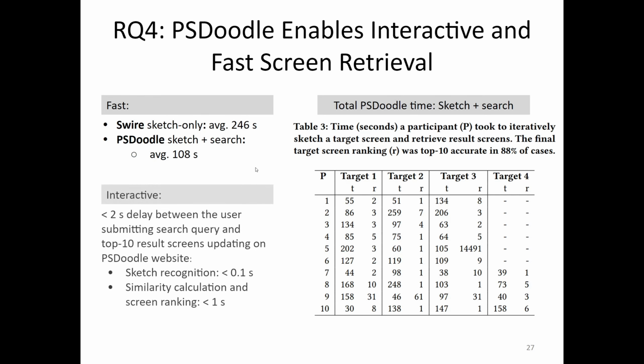the SWARE. When users submit a query and the screen results appear in PSDoodle, it takes less than 2 seconds. The total sketch recognition time is less than 1 second, and the similarity calculation and screen ranking time is less than 1 second, on the local machine and the AWS website, which supports its interactiveness.